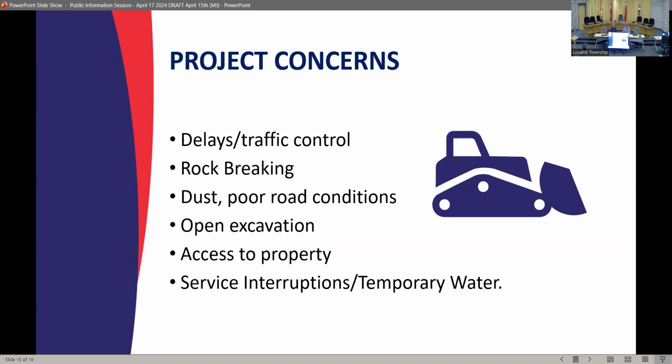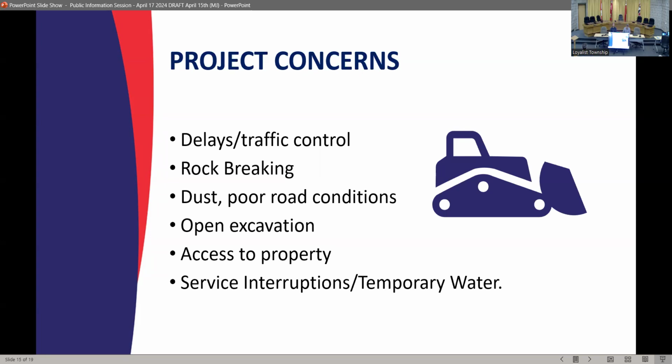Rock breaking. Unfortunately, rock excavation is a requirement to complete the work. We are relocating some of the pipes, so they will not be in the same trench they are now. And unfortunately, Loyalist Township is basically built on rock, so there isn't a whole lot of alternative to the rock breaking.